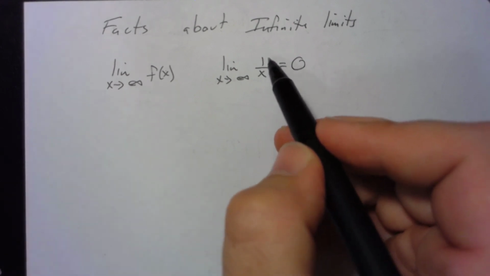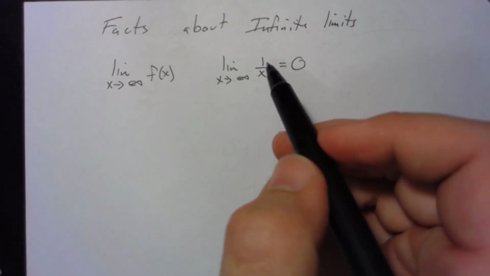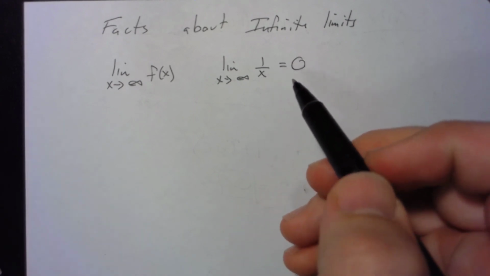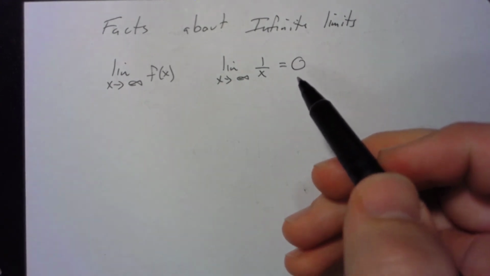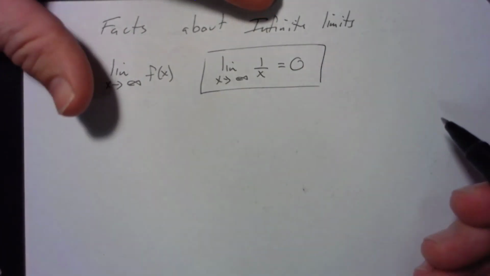1 out of 10, 1 divided by 100, 1 pizza divided by 1,000. Eventually you get to the point where I'm dividing 1 by so many friends that no one's going to get any pizza whatsoever. You'll get a crumb, or nothing at all. So this is the most basic concept of an infinite limit.